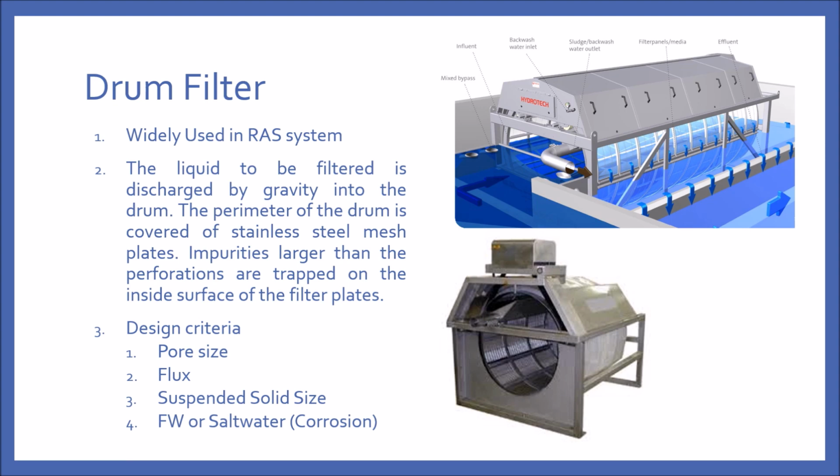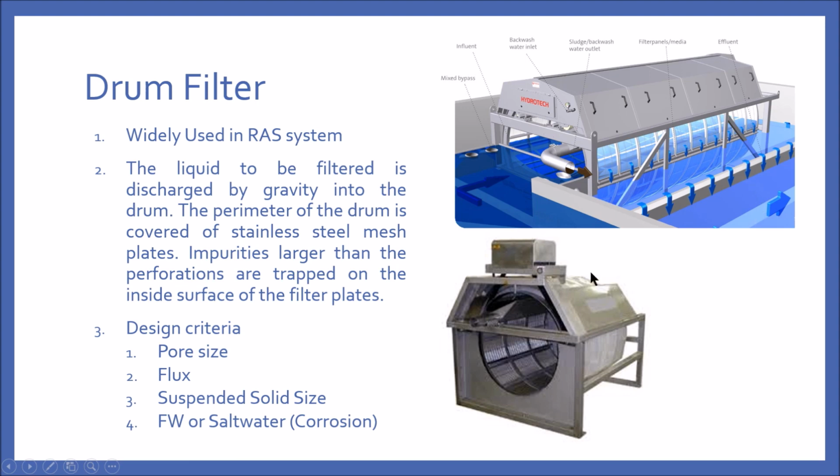We will now look into the theory and applications of a drum filter. Drum filters are widely used in RAS systems. The liquid to be filtered is discharged by gravity into the drum, and the perimeter of the drum is covered by a mesh, so impurities larger than the perforations are trapped on the surface while clean water exits. The typical design criteria are to understand the pore size, the flux, the type and size of suspended solids, and whether it is a freshwater or saltwater application.